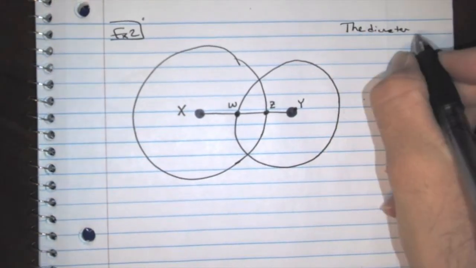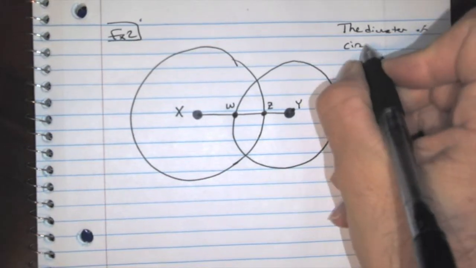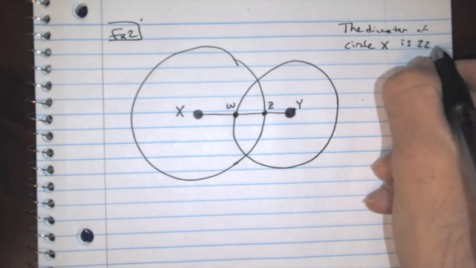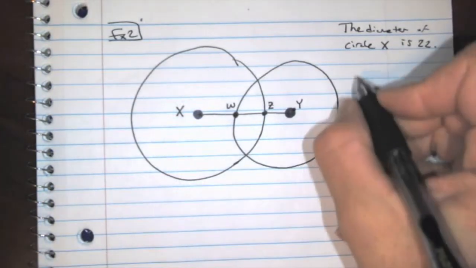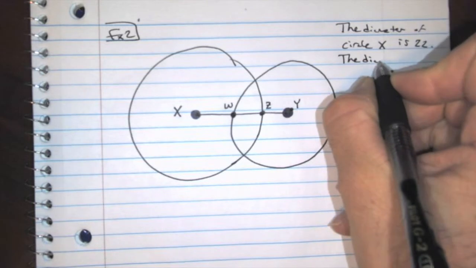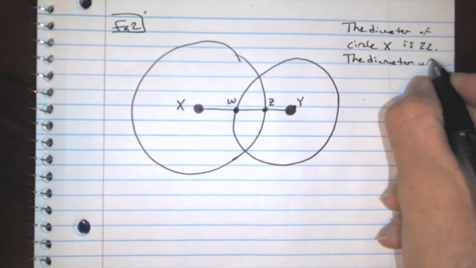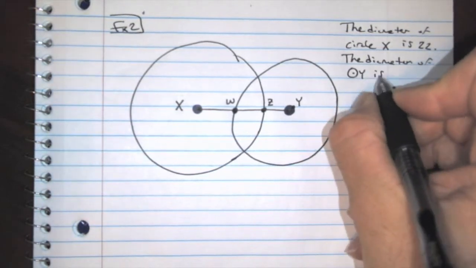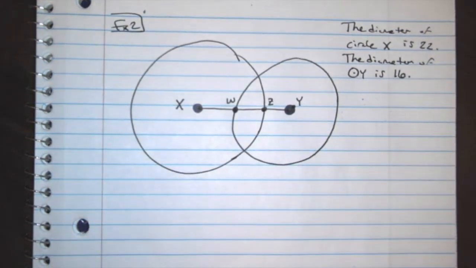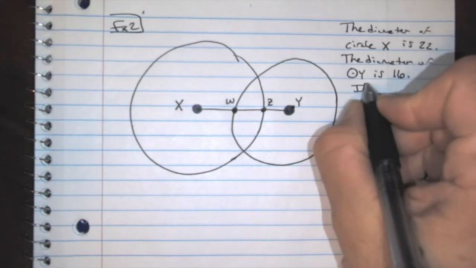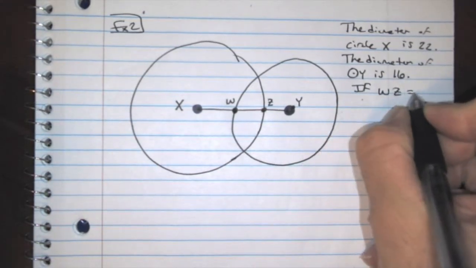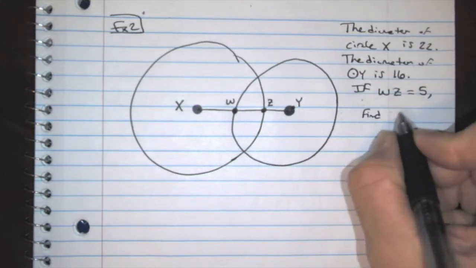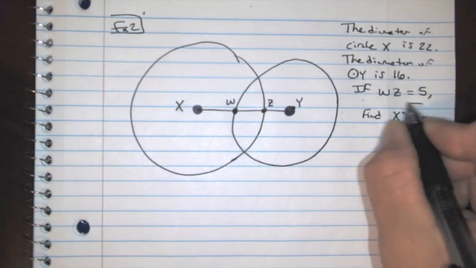The diameter of circle X is 22. The diameter of circle Y is 16. If WZ is 5, I'd like you to find XY.